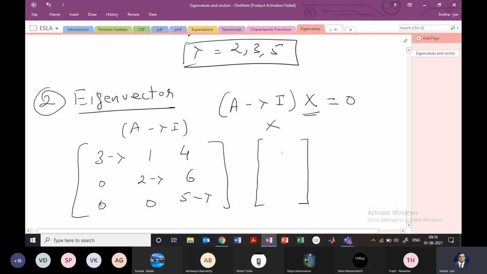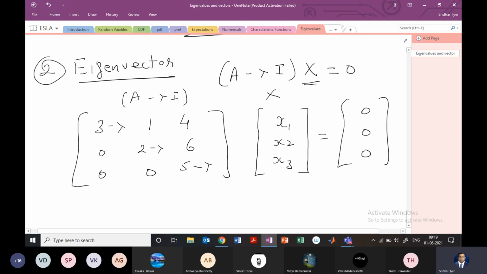This will be a column matrix and it will now have three values, x1, x2, and x3, and this will be equal to 0. So we'll have 0, 0, and 0. If this matrix given to us was 2 cross 2, then x will have only two values, x1 and x2. Now this is the equation for A minus lambda I times X equal to 0.